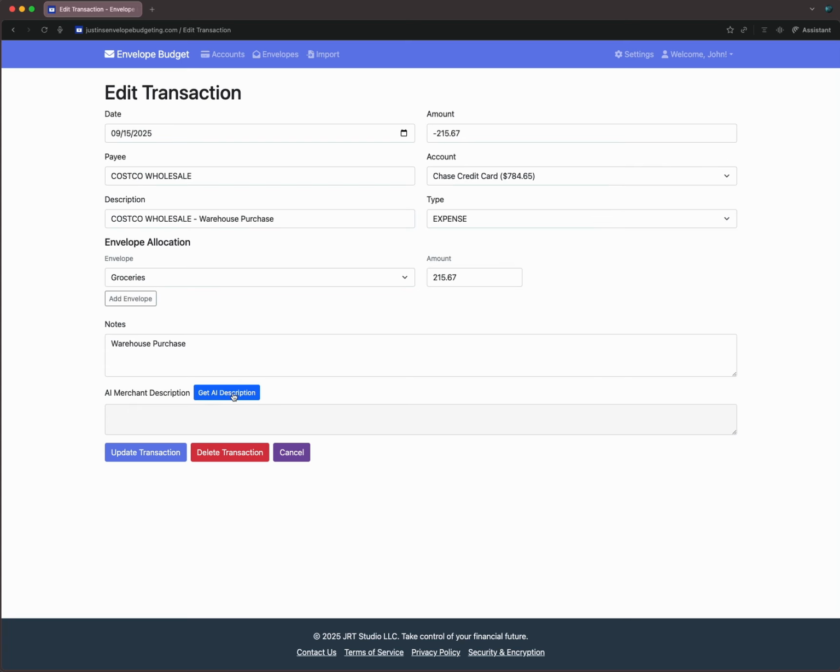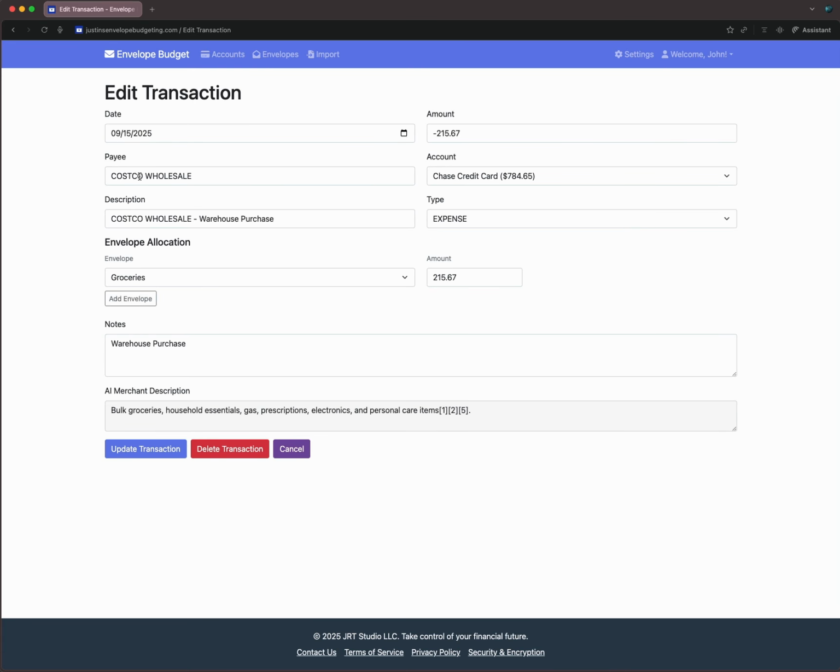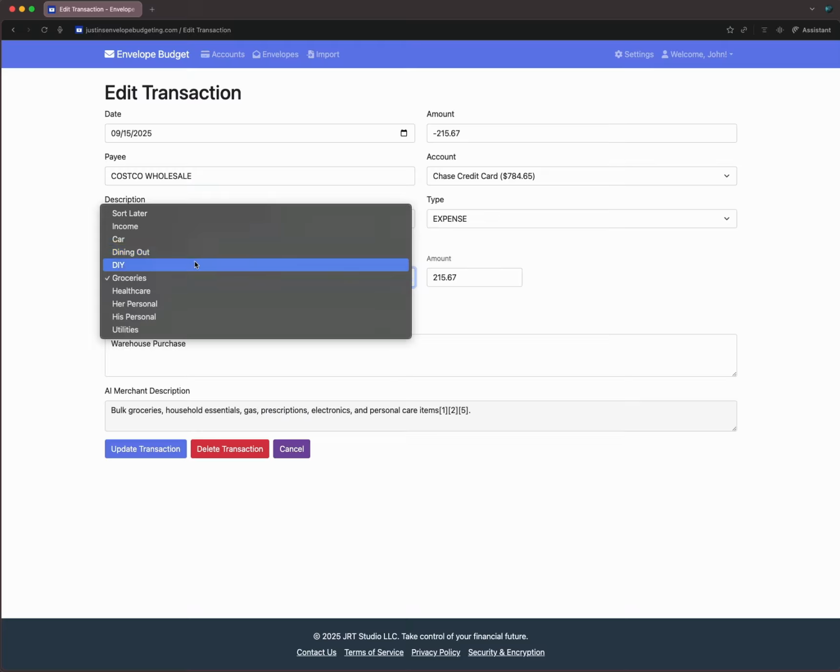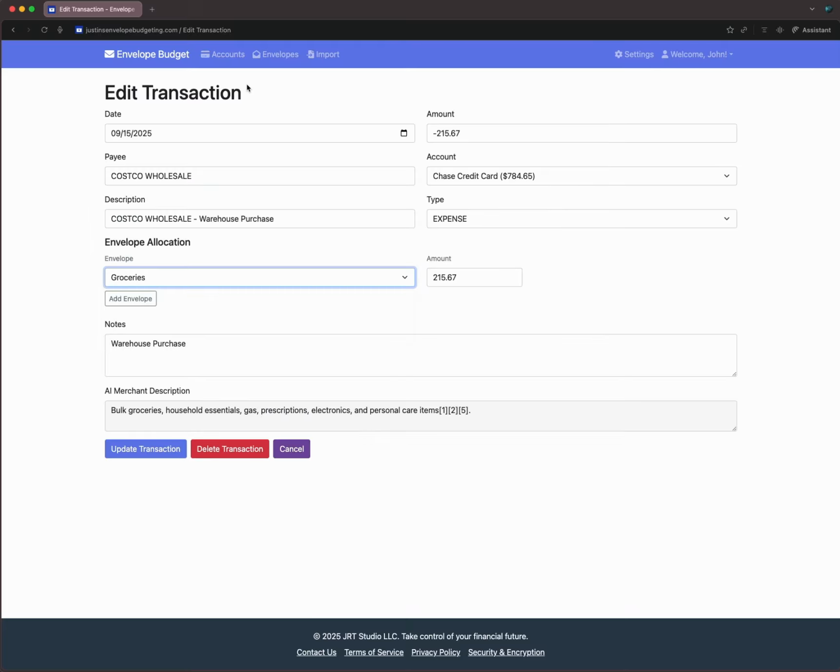If you come in here, get AI description. We all know what Costco is. But if this happened to be a payee that you didn't know, you went to that little coffee shop somewhere with a weird name like Intelligentsia and you forgot about it, well, you can hit the AI description and the AI will try and help you remember what that merchant was. And you go, oh, it was coffee. It shouldn't be in groceries, it should be in dining out, right?